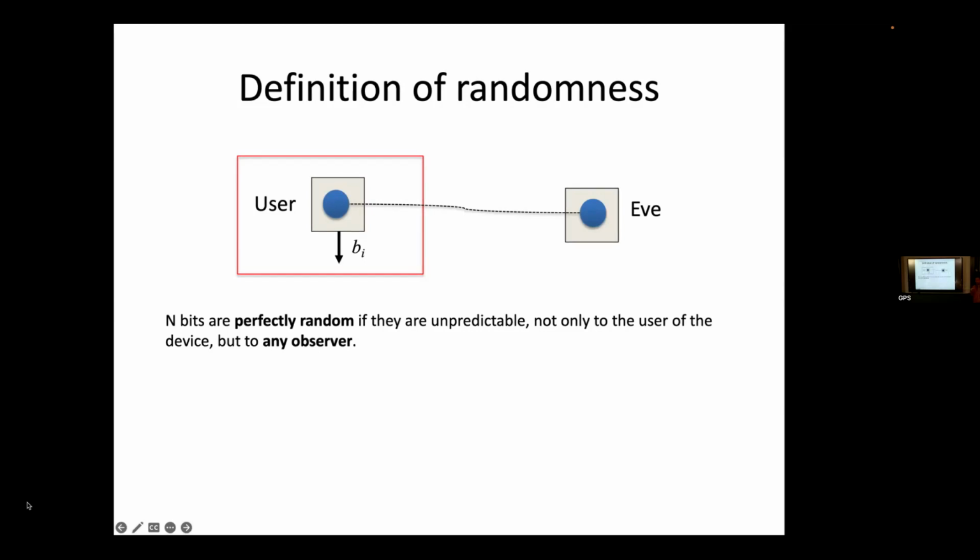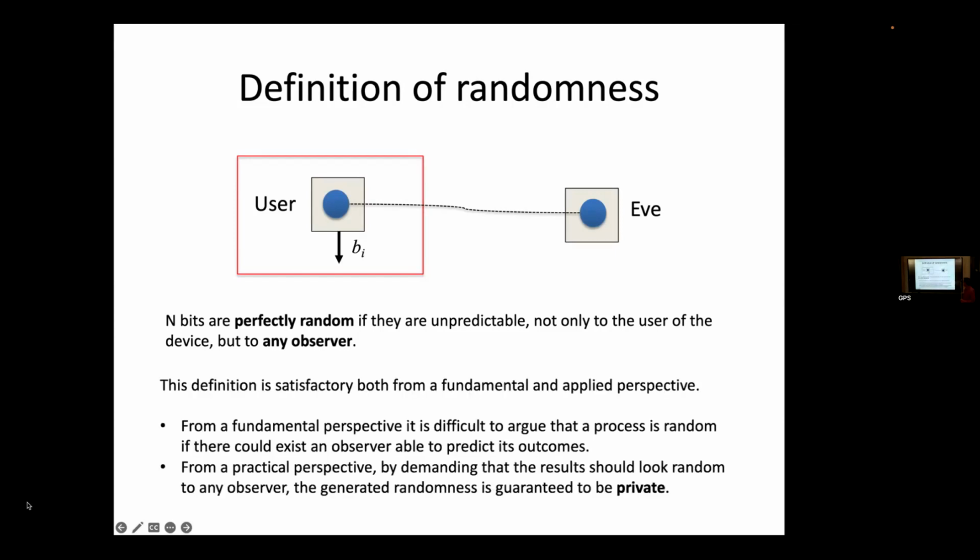Again, I want to describe randomness in a given physical theory, in particular in quantum theory. So this is unpredictable and random, not only if it's random to me, but if it's random to anyone else, in particular a possible enemy that is correlated to my system. Why do I like this definition? I think it's satisfactory both from a fundamental and applied perspective. I think it's difficult to argue that something is random if someone can predict my output. I wouldn't say that it's random. And from an applied perspective, this is useful because if I get something here and I know that it's unpredictable, not only to me, but to everyone, I can use it for practical purposes.